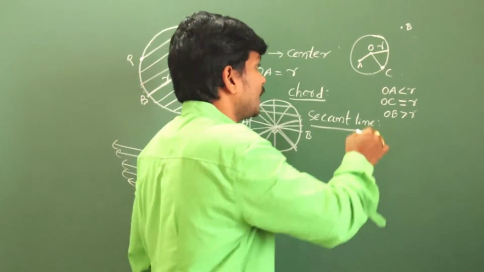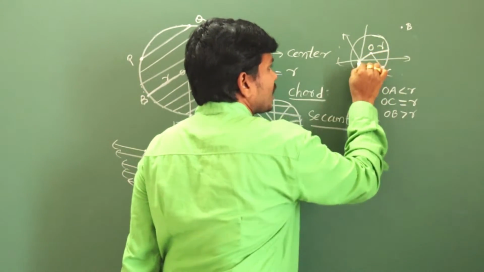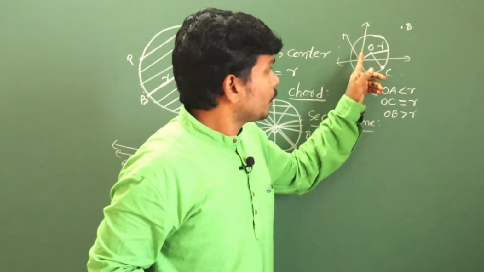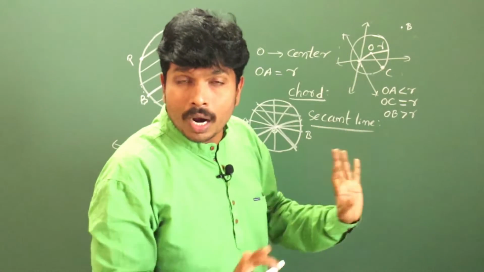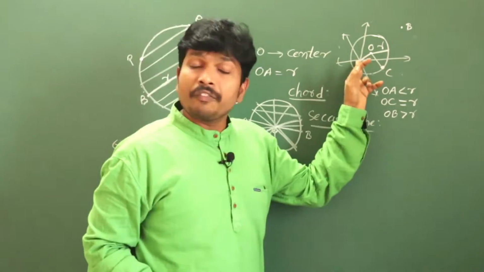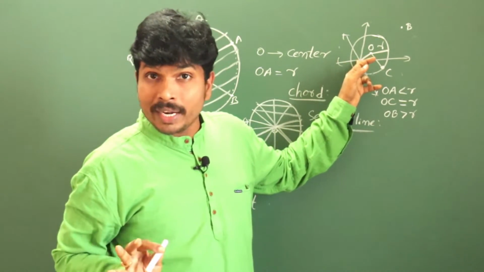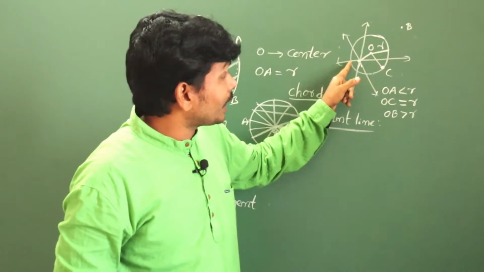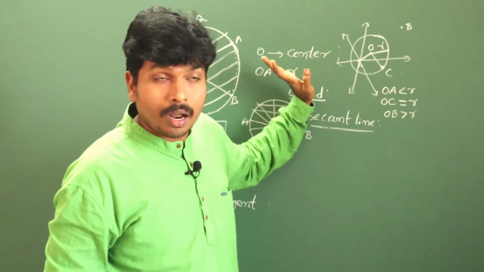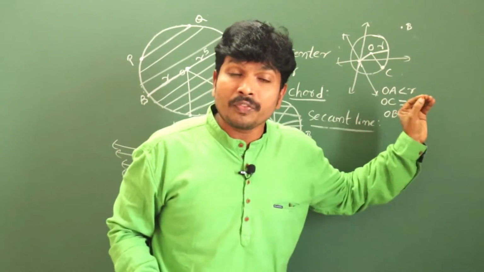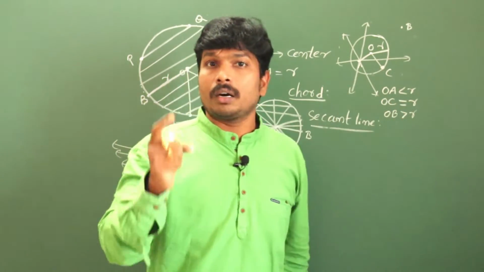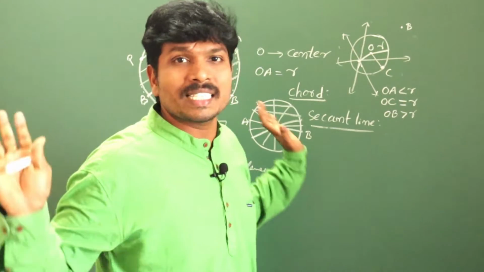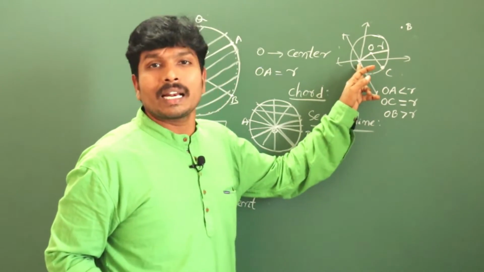Through A you draw the lines. Is it possible to touch the circle at only one point? Infinitely many lines can be drawn through point A, but all definitely cut at 2 points, so that's why these are not tangents. So the number of tangents that can be drawn through a point which is in the interior of the circle is 0. No tangent can be drawn through an internal point.